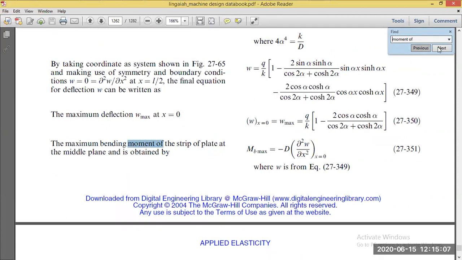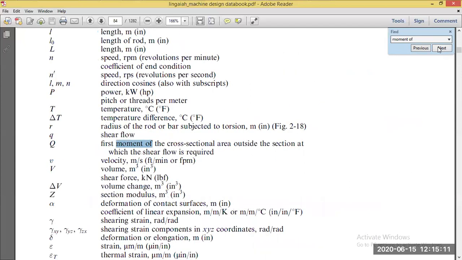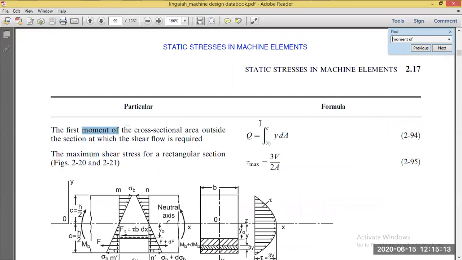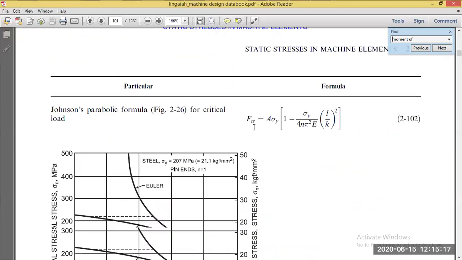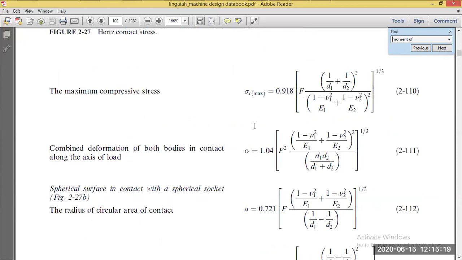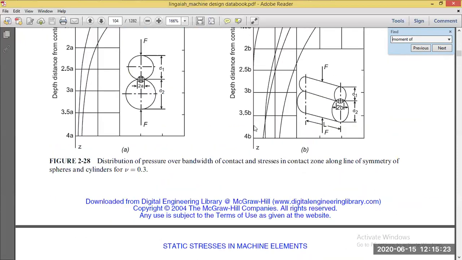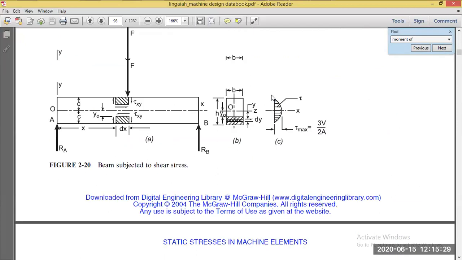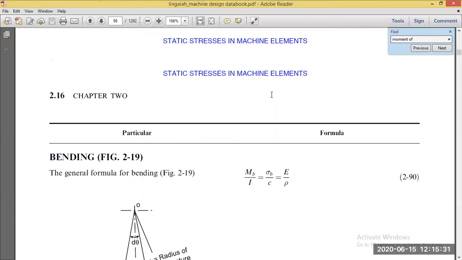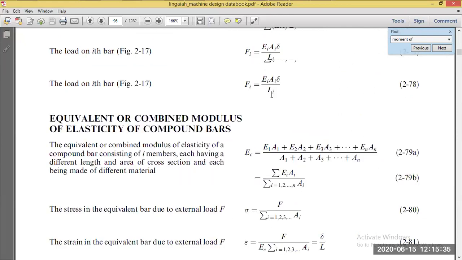Close. Oh, somewhere here. This is one a little bit far. Bending. I think I probably need tables.